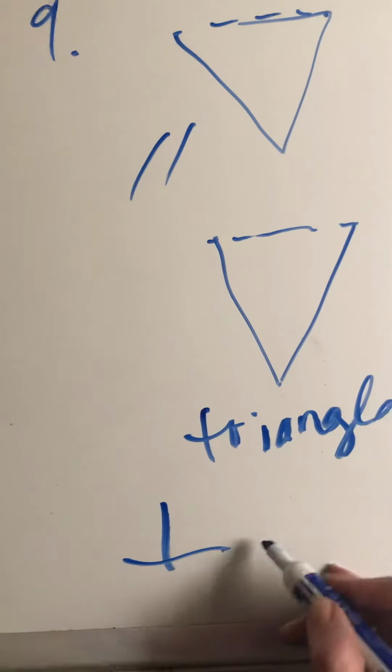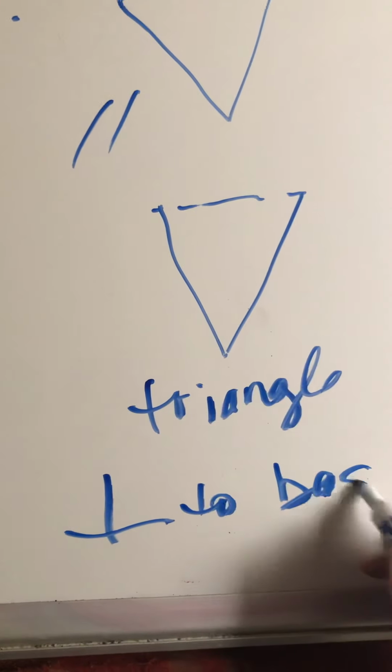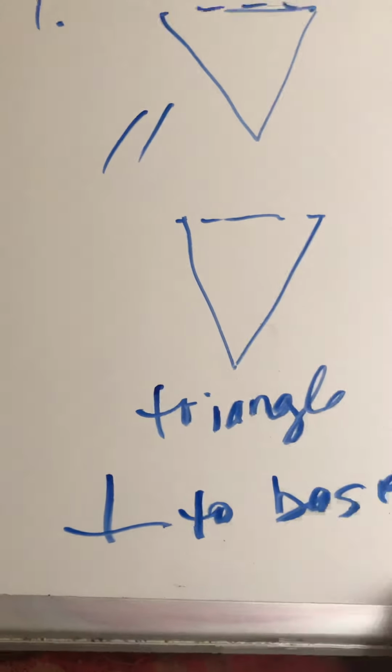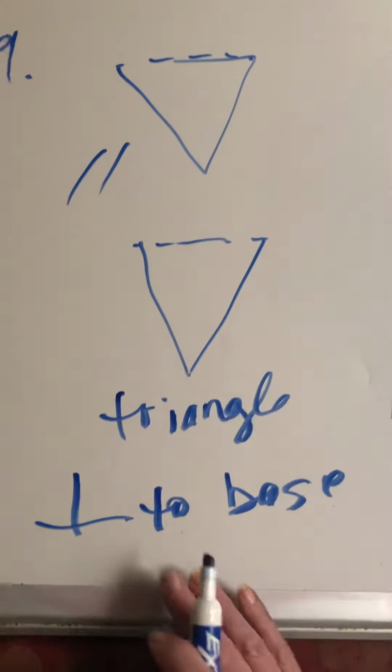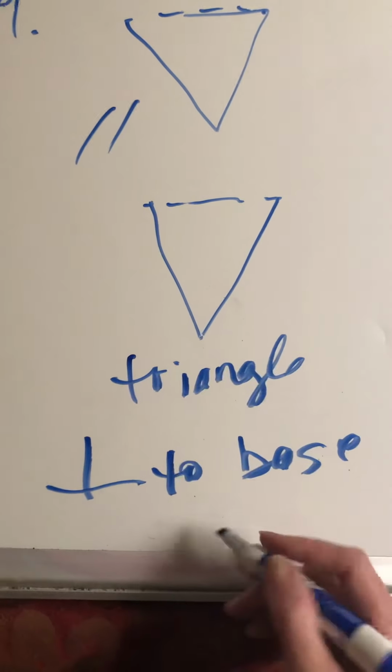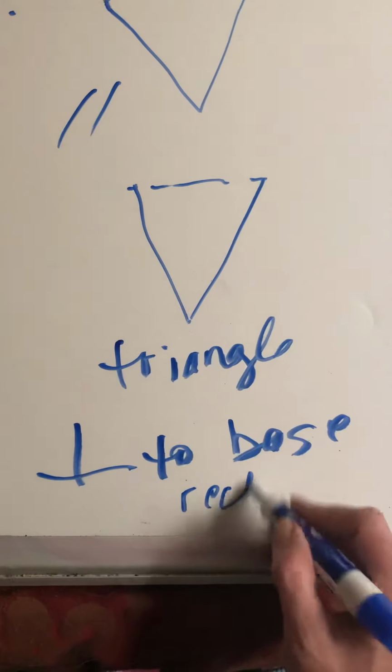If it's perpendicular to the base, because they say perpendicular to the altitude, usually you talk about being parallel to the base or perpendicular to the base. If you're perpendicular to the base, then it's a rectangle.